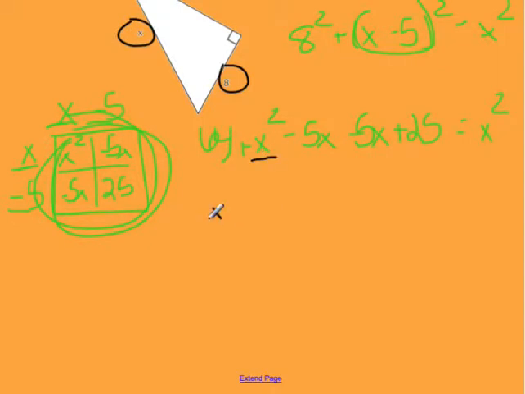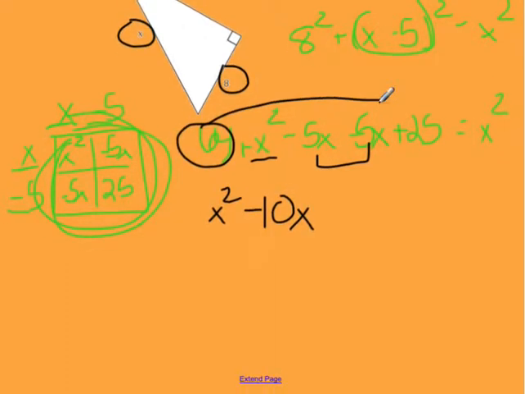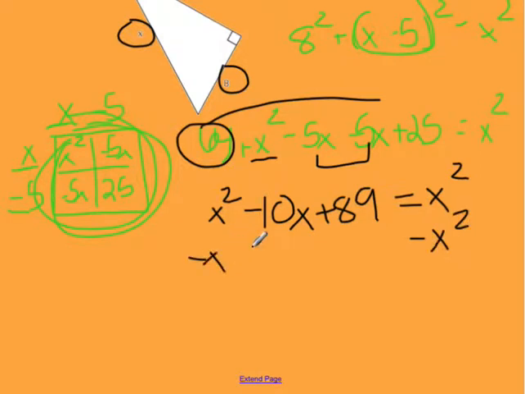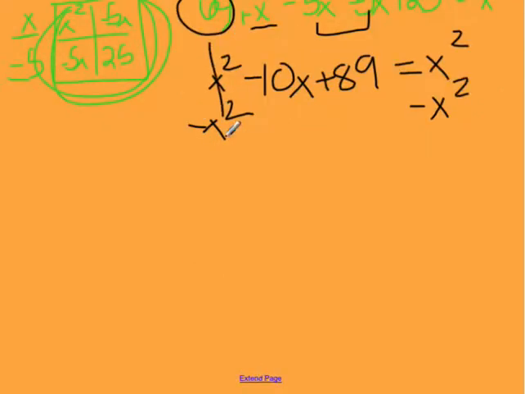So I have an x squared here. Negative 5x plus negative 5x, I can add that together to get negative 10x. 64 plus 25, that's going to give me 89. And that's equal to x squared. Well, I want to bring this x squared over to the other side. So since it's positive, I'm going to subtract x squared. That cancels those out. So I end up getting negative 10x plus 89 is equal to 0.